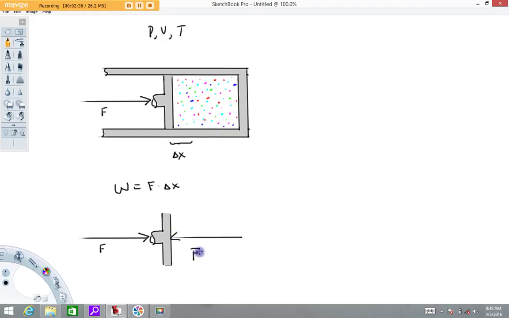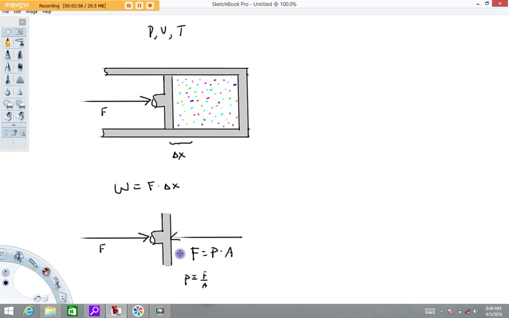And that force is equal to pressure times the cross-sectional area of the piston. This is coming right from how pressure is defined. Again, if you've seen my video about this, pressure is defined as force per unit area. So rearranging that slightly gives how pressure forces can be calculated.